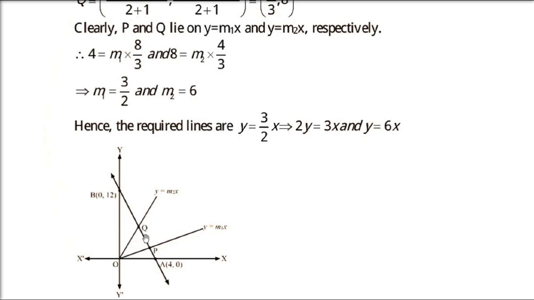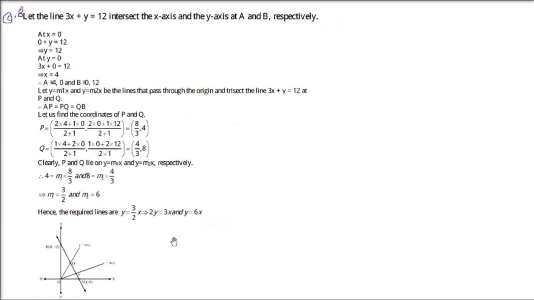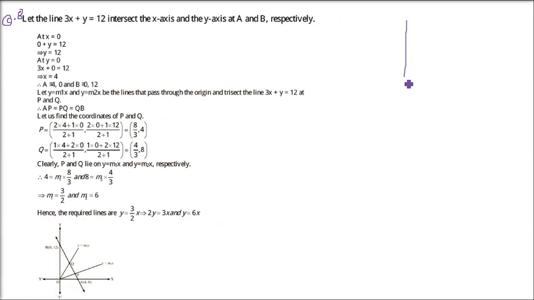So we are taking the equations as y equals m1x and y equals m2x. Now there is a proper line, 3x plus y equals 12, which is intercepted between the coordinate axes. This is the line we are talking about. These are 2 lines which are trisecting the original line, 3x plus y equals 12. That means we have to find the equations, use the section formula, and find the x and y intercepts also. So this is our original line, 3x plus y equals 12.